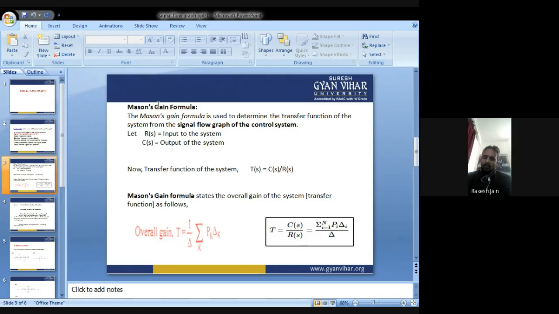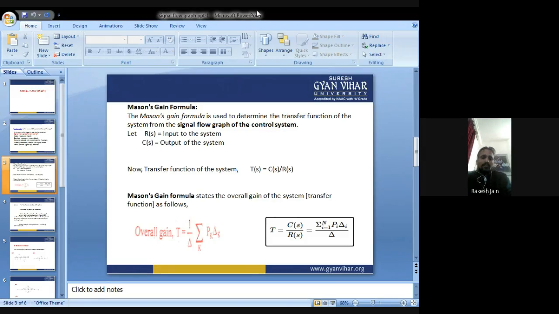First of all, I will tell you what is the meaning of k. k is the number of forward paths. Now, what is a forward path? Forward path is when we start from the input side. Let's suppose the input side is represented by R(s). We will reach the destination, the output side, which will be represented as C(s). So the transfer function means C(s) upon R(s). Now the meaning of forward path is once we start from the starting point, that is the input point R(s), a straight forward path without repeating any branch, without repeating any node, we will reach the destination. That is known as a forward path.